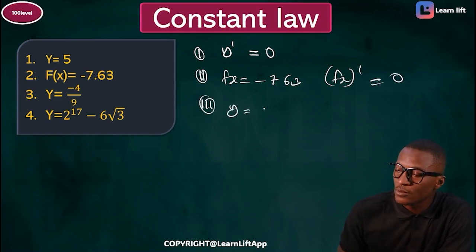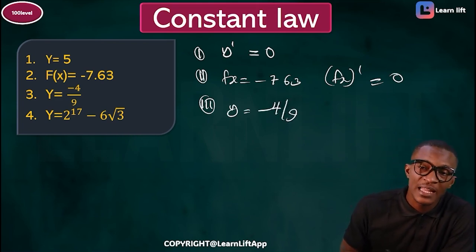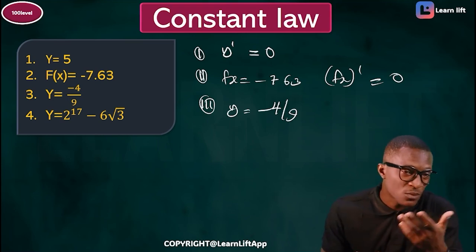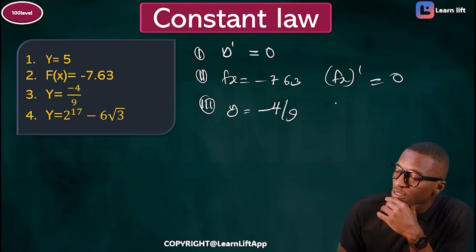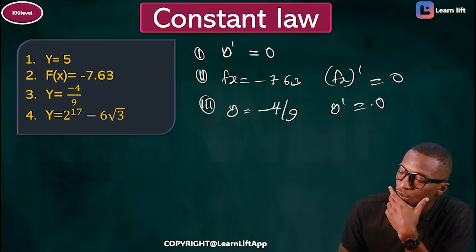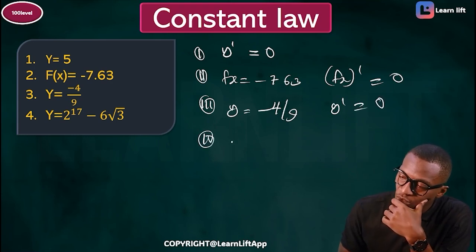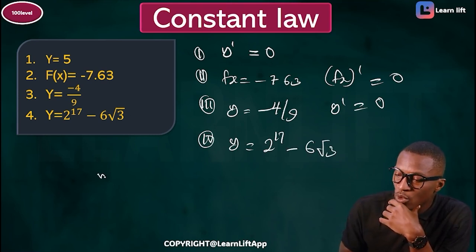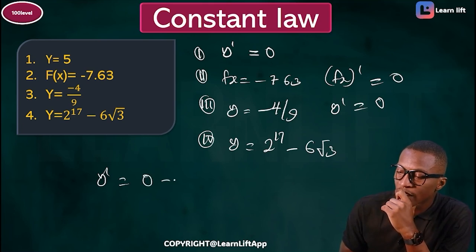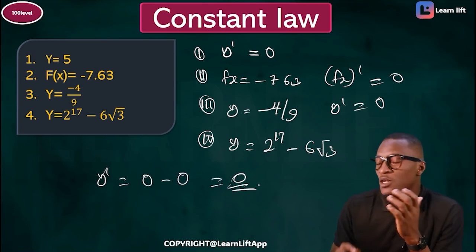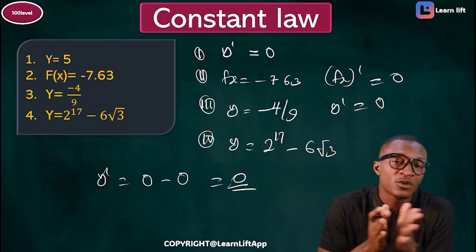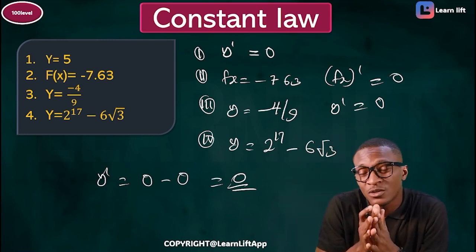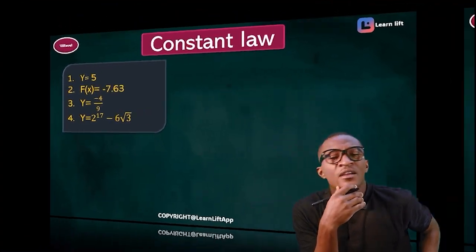Now, let's do the next one. If y is equal to minus 4 over 9, is there any unknown here, like x, y, or anything? No unknown here. So y prime here will be equal to 0. We have that y is equal to 2 raised to power 17 minus 6 root 3. No unknown, right? So what will be y prime? Y prime will be equal to 0 minus 0, which is equal to 0. So what was the first law? Derivative of a constant is equal to 0. Very, very simple.